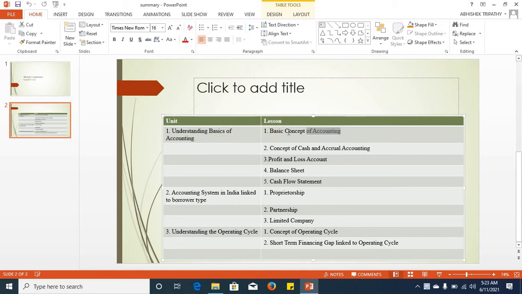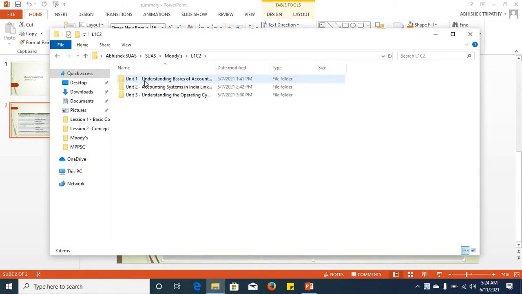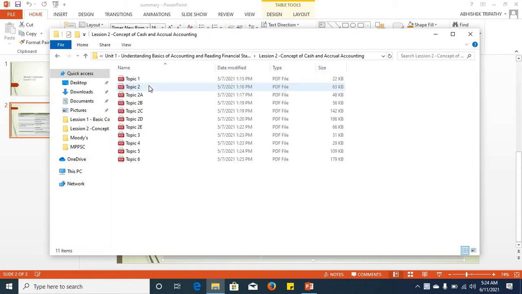We've gone through the basic concept of accounting. Today, we'll study the concept of cash and accrual accounting. All of you know what cash and accrual accounting is and how it is dealt with, right? We'll go through this concept today. Let us, without wasting our time, go ahead and start learning about the concept of cash and accrual accounting.